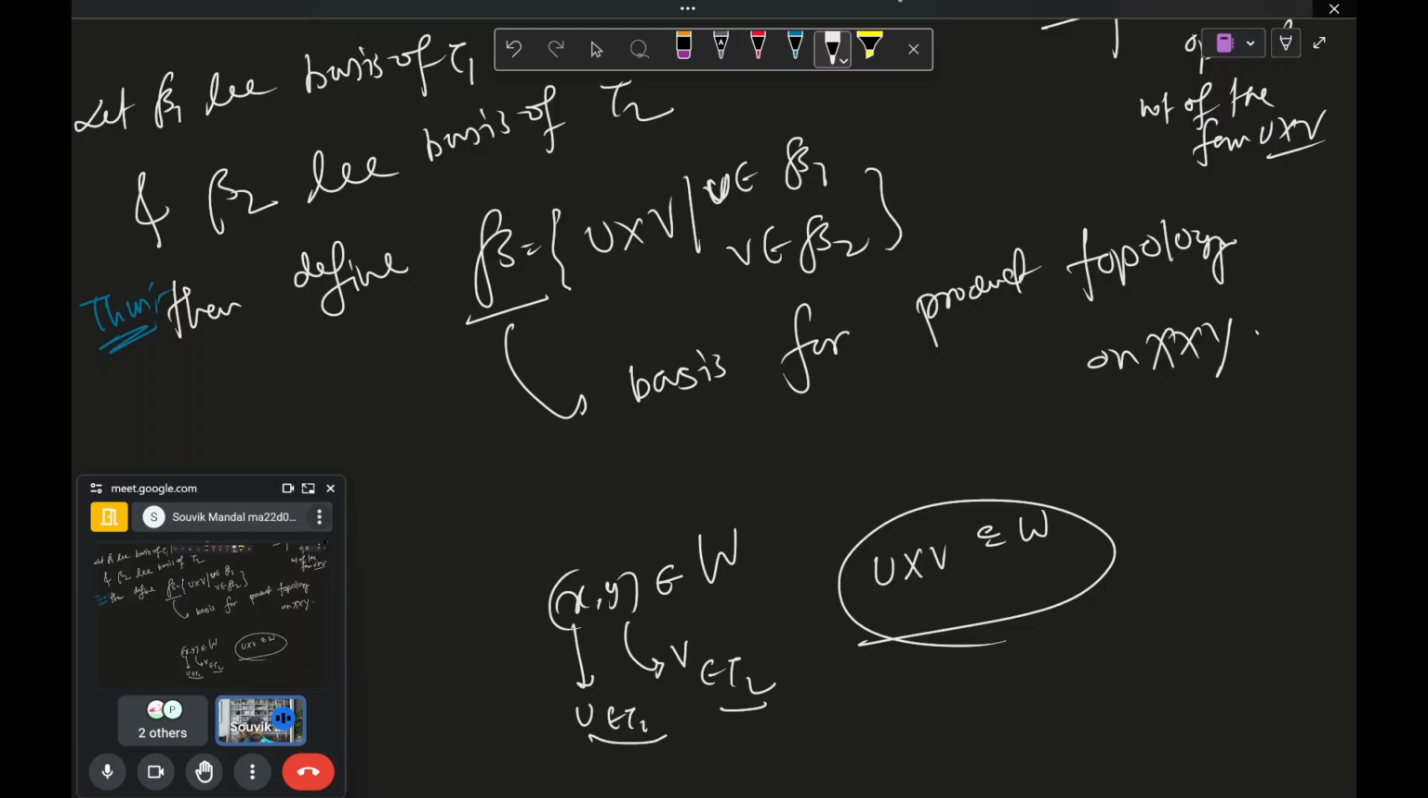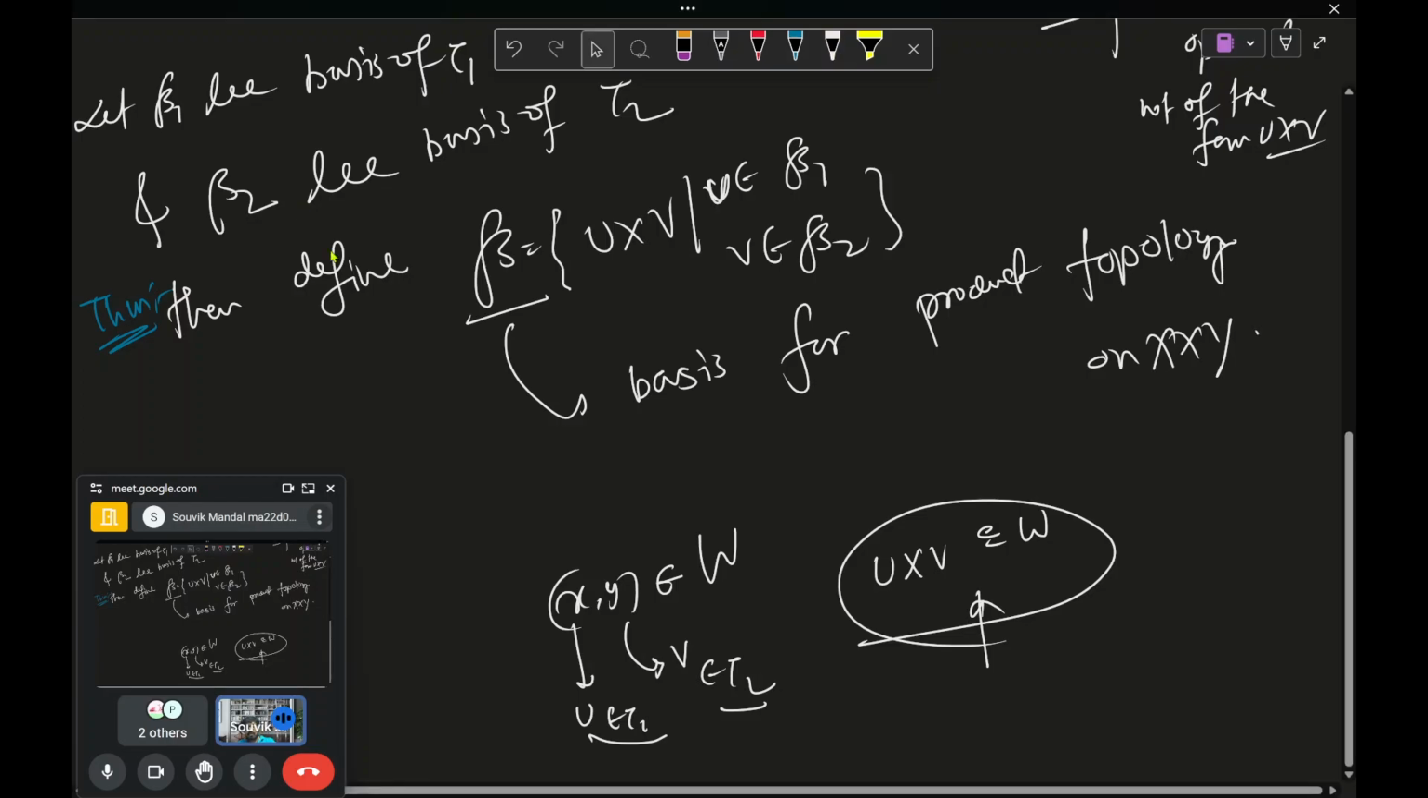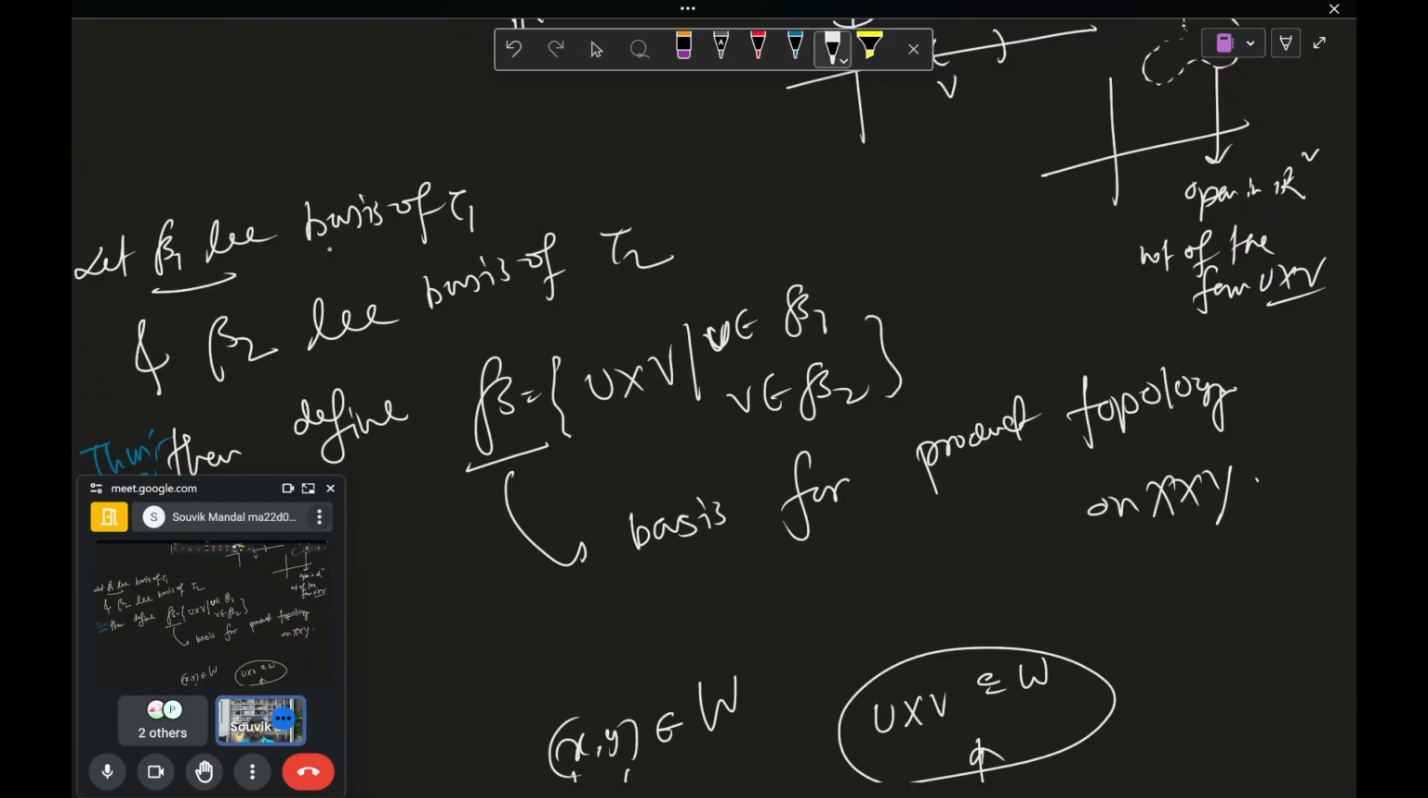I mean, you are almost in the right direction. Just think about it. Till now, you have used only the definition of product topology, right? You have not used anything regarding basis elements. So you need to somehow come up with two basis elements, one lying inside U and one inside V. How to do that? So you need to use the fact that beta 1 is a basis for tau 1 and beta 2 is a basis for tau 2. So what can you think about after reading these two lines?